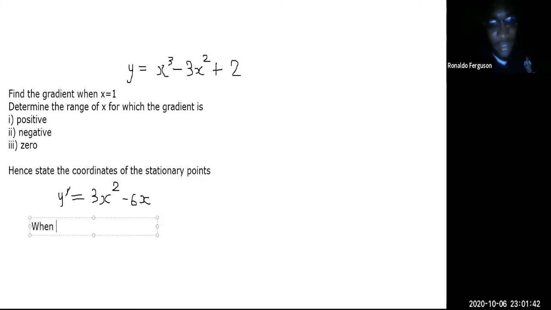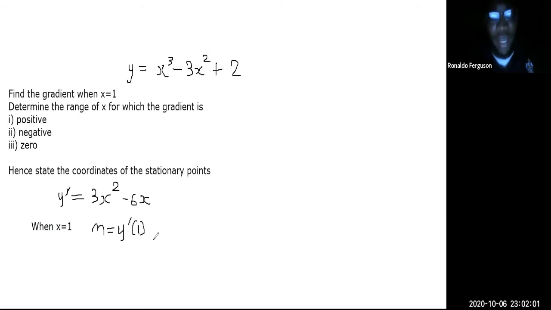So let's just write that down. So when x equal 1, what we're getting is the gradient y prime. So I'm going to write gradient, which means m. The gradient m, which is equal to y prime of 1. This is how they write it.